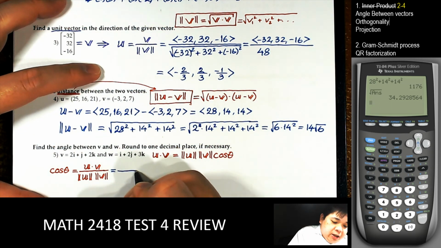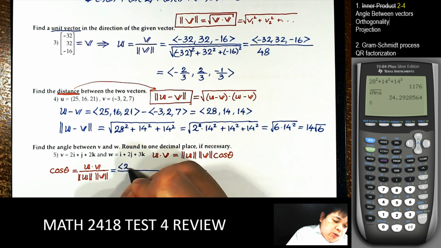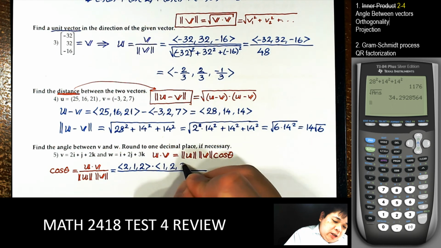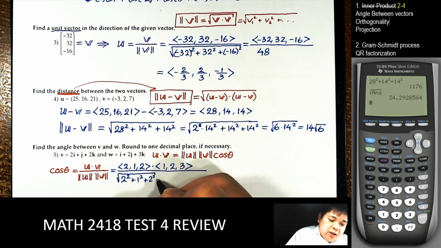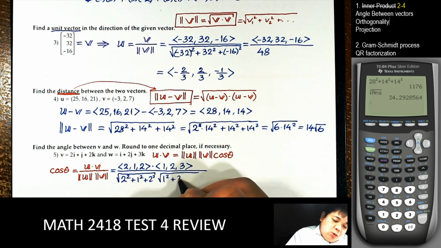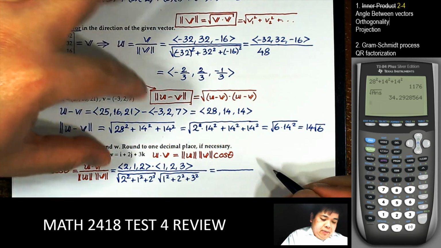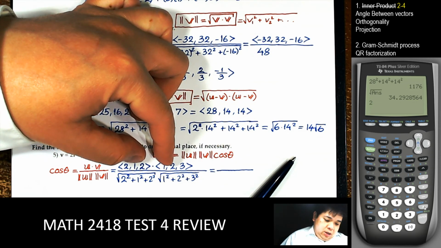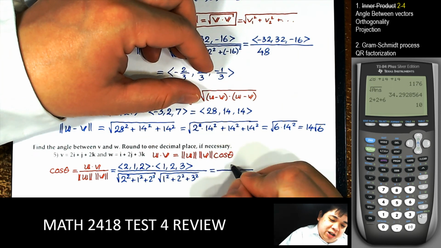u dot v. This is u, this is v, given in a different form. So we have 2, 1, 2 dot with 1, 2, 3. The bottom, the magnitude, is the square root of 2 square, 1 square, and 2 square. The top is 1 square, 2 square, and 3 square. Right. The dot product gives us 2 plus 2 plus 6. Of course that's 10, but we have the calculator, so we just use that.